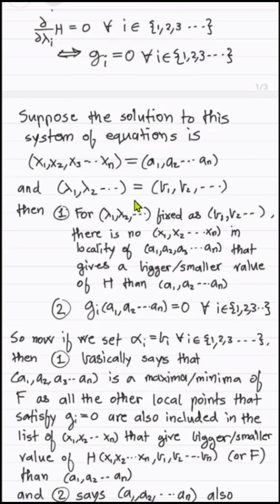Yes, because when you set lambda 1, lambda 2, lambda 3 equal to b1, b2, b3, and so on, and then you look at this H function, right?